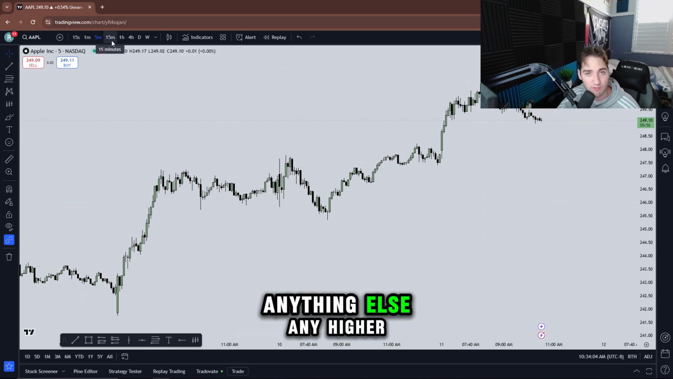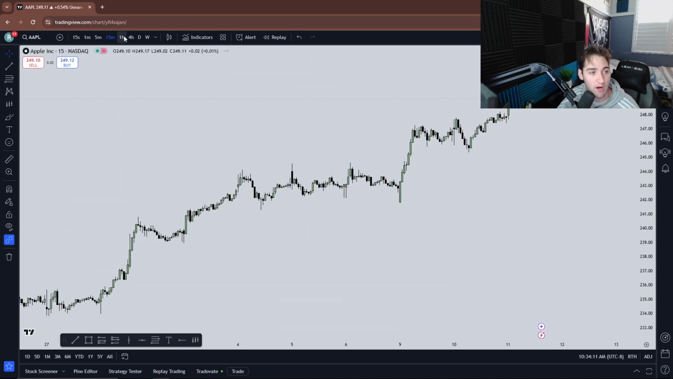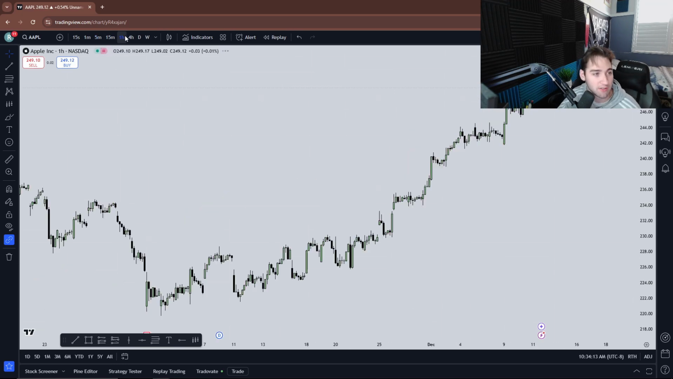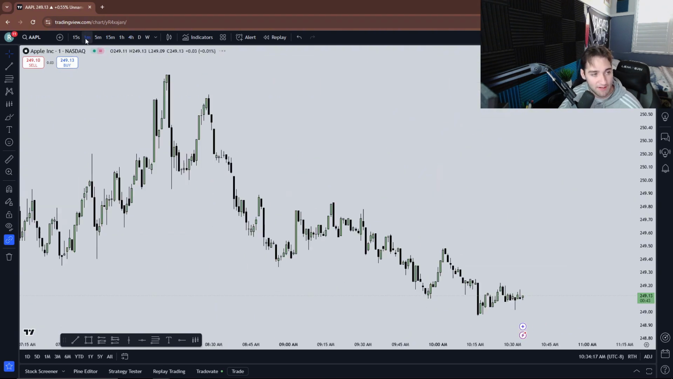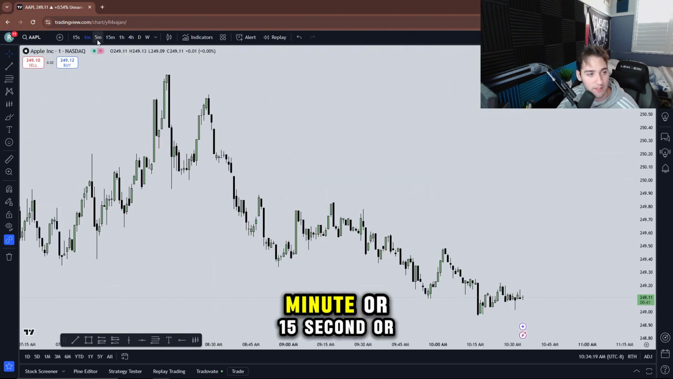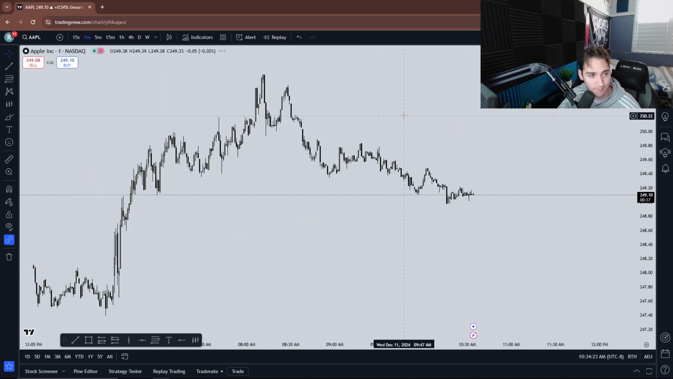Okay, anything else, any higher time frame, I usually use that to analyze my charts and why I'm getting into the trade. I look for more clarity on the higher time frames to show me what's gonna happen with the markets next, and then I place my trade maybe on a 1 minute or 15-second or the 5. It just depends on my strategy.